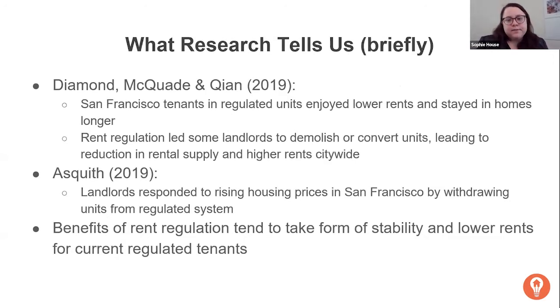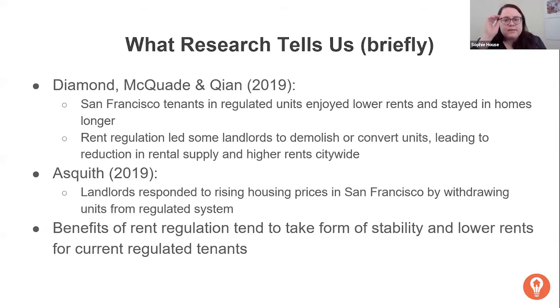So I'll plant a few seeds here about the research on rent regulation that we can return to in more depth with Libby, Jenny, and Ed in a few minutes. And I'll just note that it's difficult to produce robust studies of rent regulation. Rent regulation laws don't change very often. And when they do, they don't change randomly. Cities and states that enact rent regulations are different from those that don't.